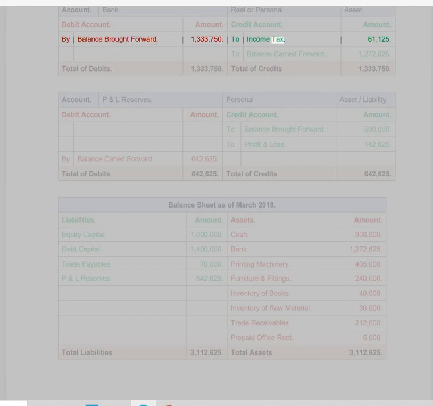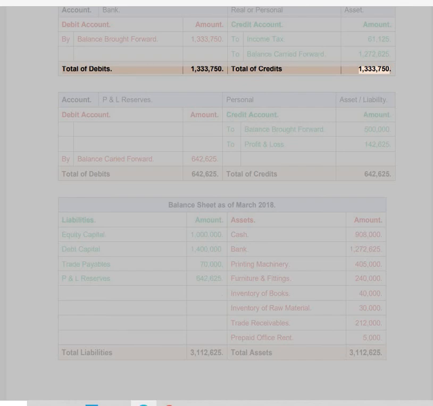1,333,750 to income tax. 61,125 to balance carried forward. 1,272,625 total of debits. 1,333,750 total of credits.